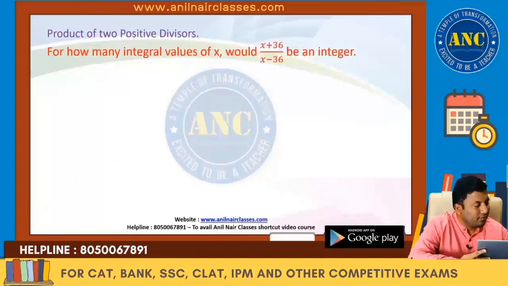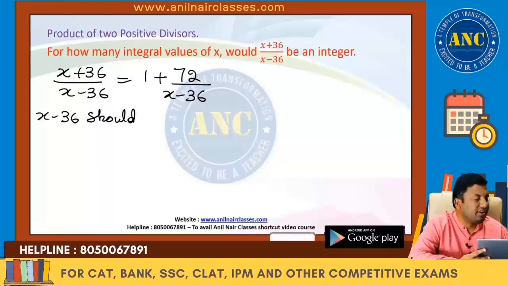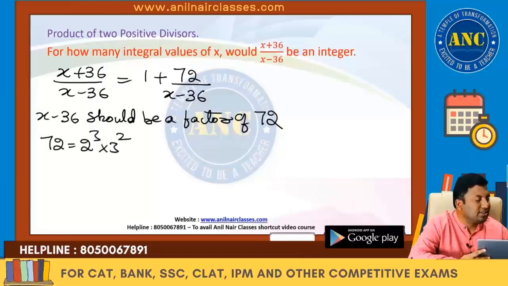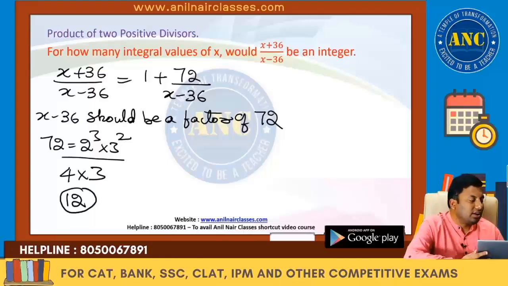Let me write it down. So where are we? We are here: (x plus 36) by (x minus 36). This we made into 1 plus 72 by (x minus 36). Then we said that x minus 36 should be a factor of 72. 72 is 8 into 9, which we wrote as 2 cube into 3 square. Then I said 4 into 3. Total there are 12 factors for this one. What are the 12 factors?